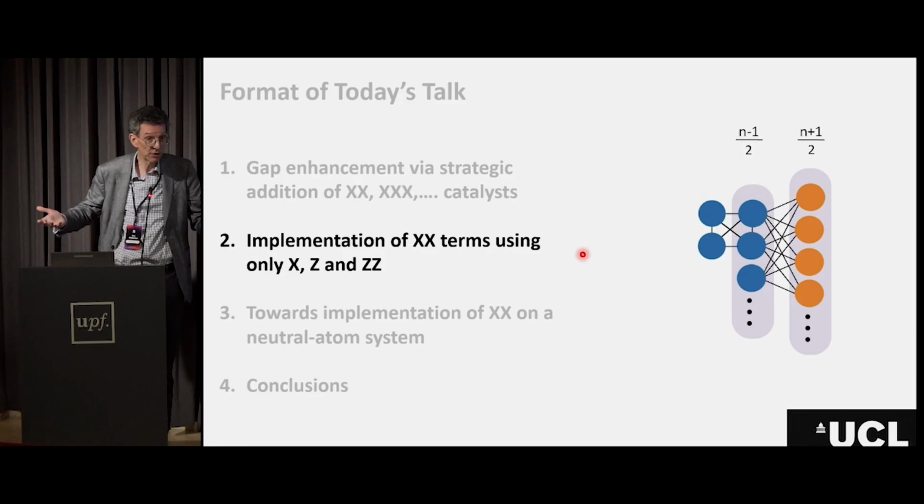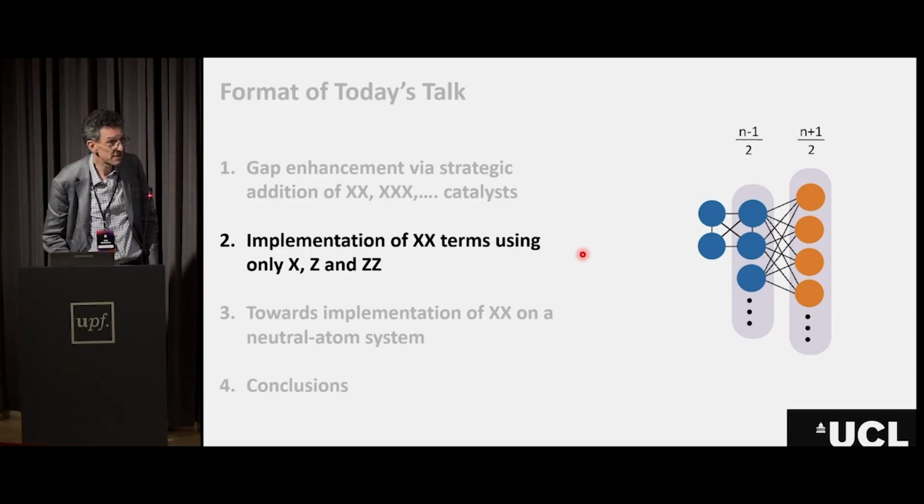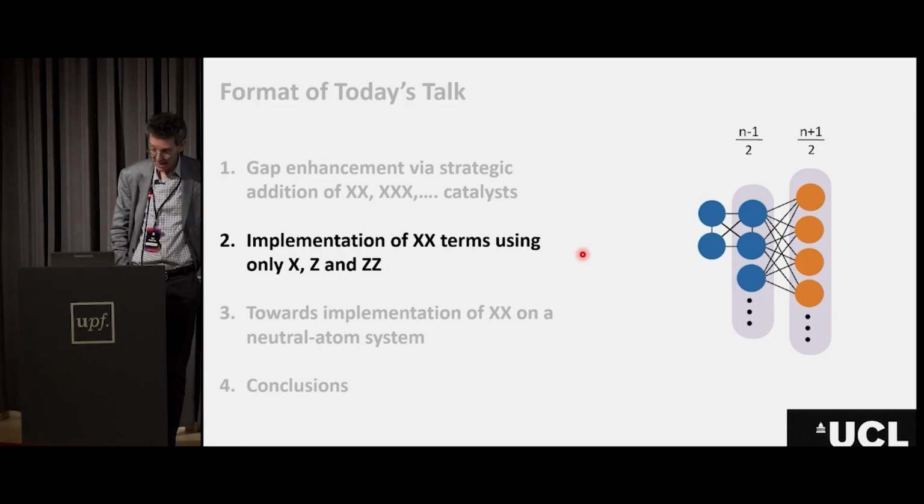But how do we implement these ideas? So at the moment, if you're looking at the D-Wave machine, for example, which I think it's fair to say is probably the state of the art for quantum annealing in hardware right now, we have only access to X, Z, and ZZ terms in the Hamiltonian. So what are we going to do about this?